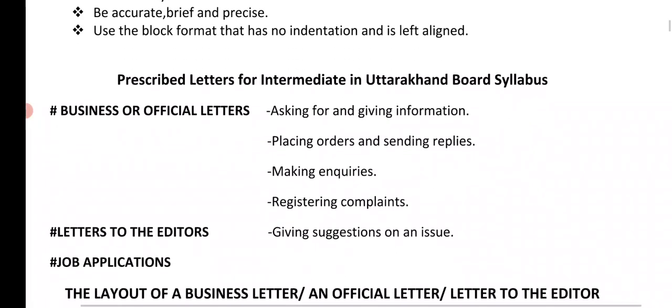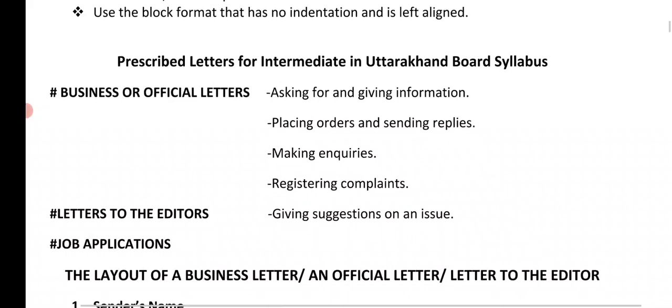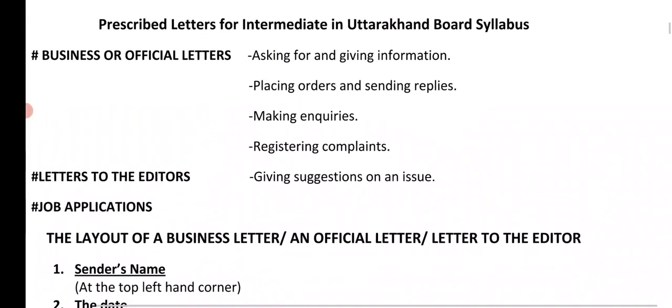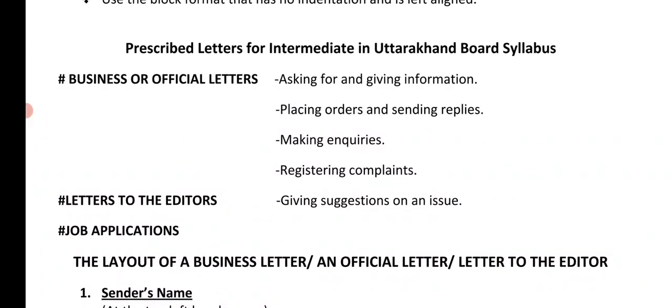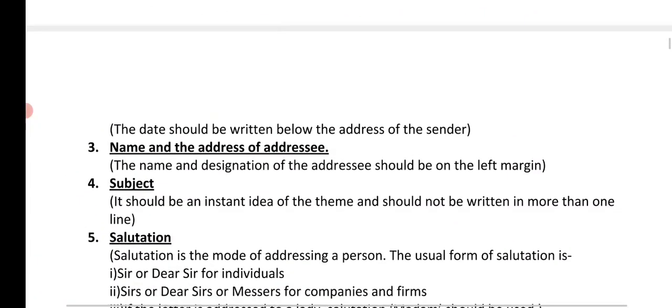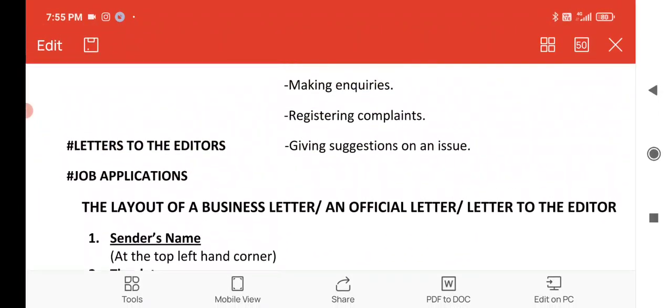As your unit test is around the corner, this is where you need to focus. In today's session we will be discussing business letters, letters to the editors, and job applications. This is what you have to prepare for your first unit test examination that is around the corner. So first, I would like to discuss the format with you.